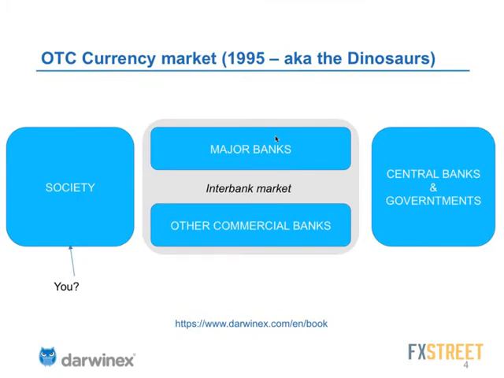And then somewhat outside of this, on the left-hand side, we had society, meaning companies who needed to exchange currencies, and persons. Whenever we went abroad, you basically had to buy some currency to be able to pay for stuff, but you were essentially shut out of that market. So this is the dinosaur phase of history.